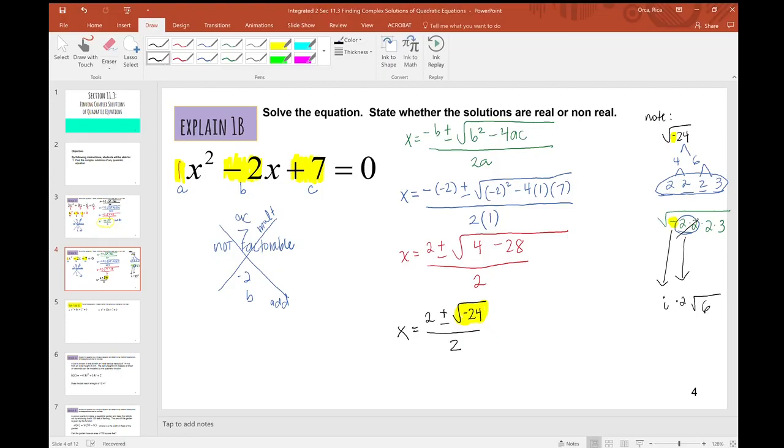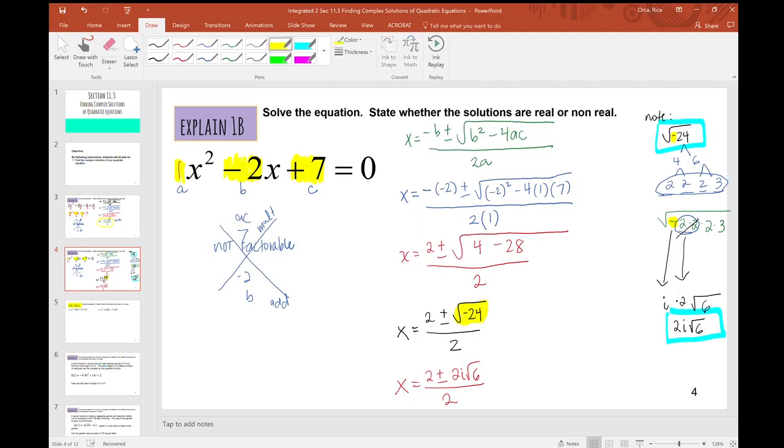Let's clean this up a bit. i times 2 is 2i, radical 6. So the square root of negative 24 is just 2i radical 6. If we go back to our problem, we have x equals 2 plus or minus. Remember, the square root of negative 24 is now 2i radical 6 over 2.